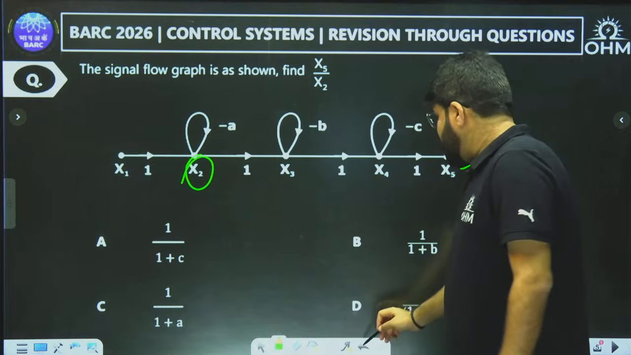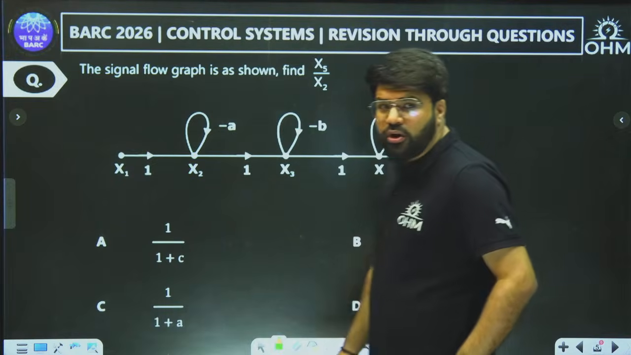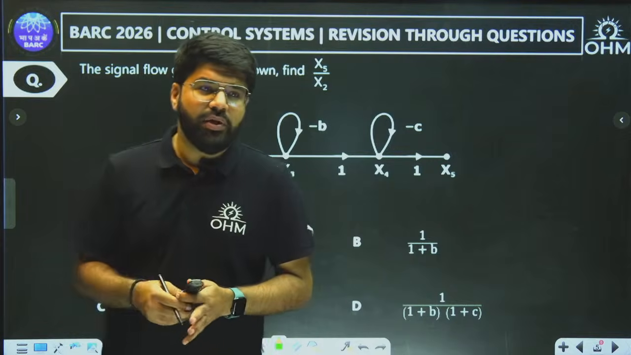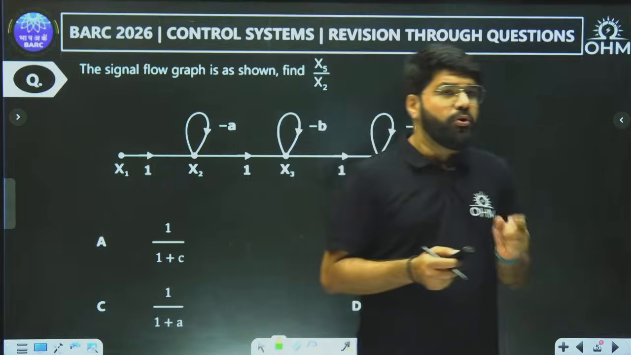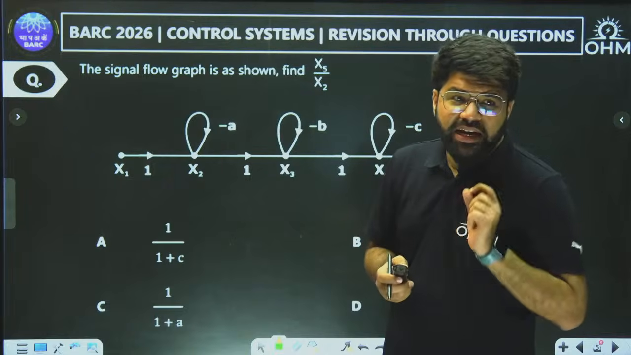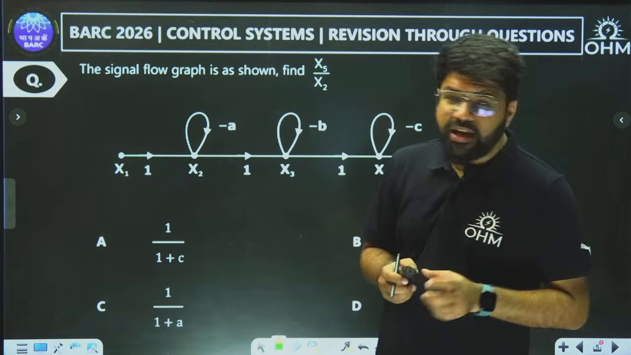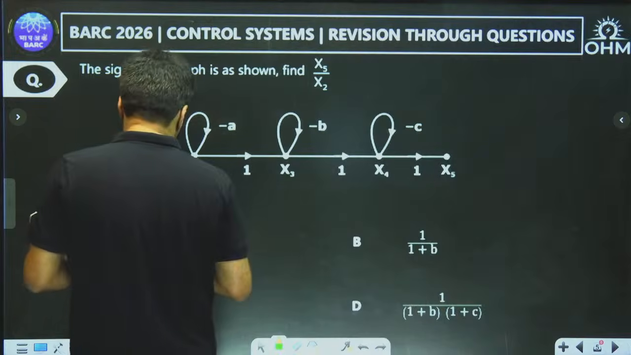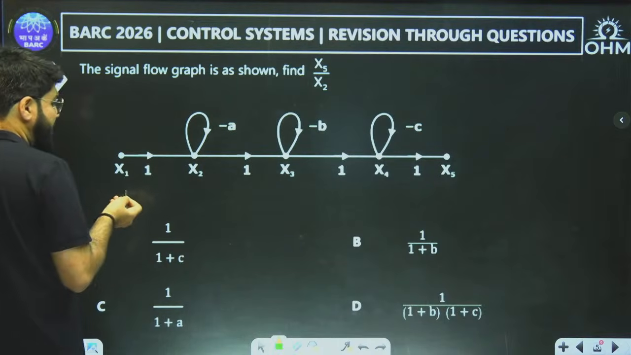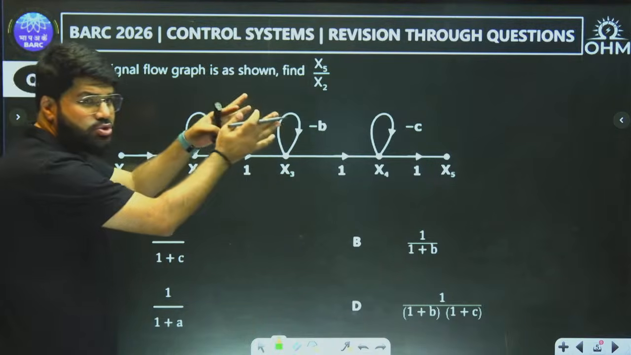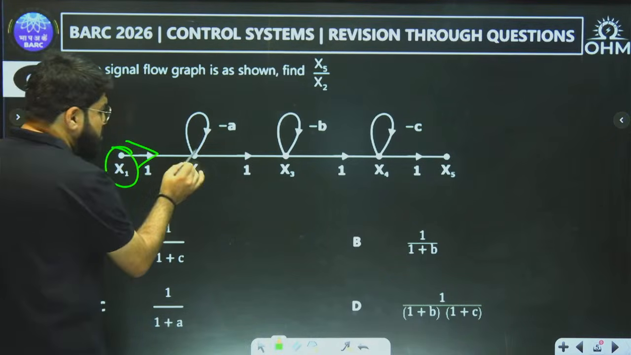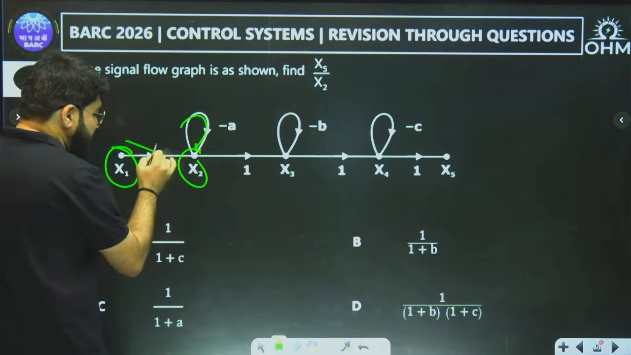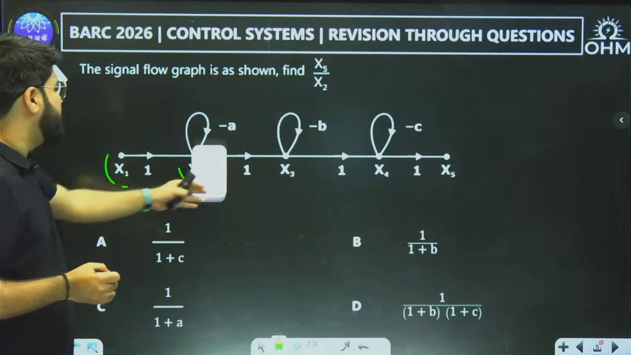Now see, Mason's gain formula. We should also know that in Mason's gain formula, you can take any output node, not necessarily the final output node, but the input node has to be a valid input node. Is x2 a valid input node? What is a valid input node? An input is something that enters the system, so it will only have outgoing lines, like x1. X2 has an incoming line. X2 is not a valid input node.